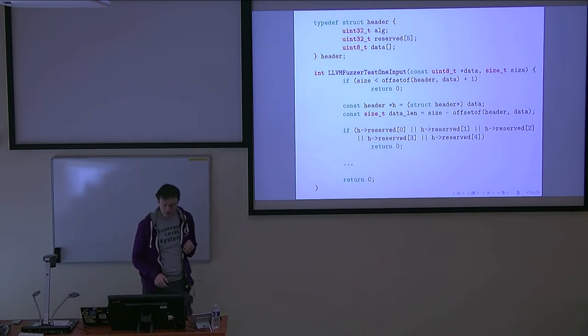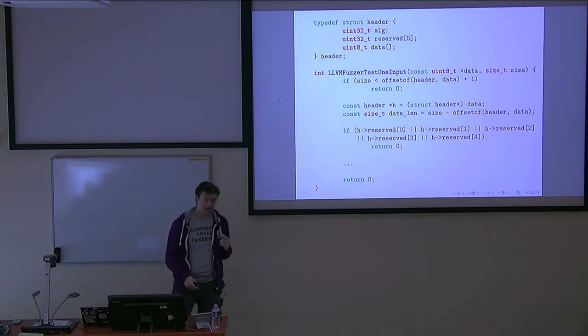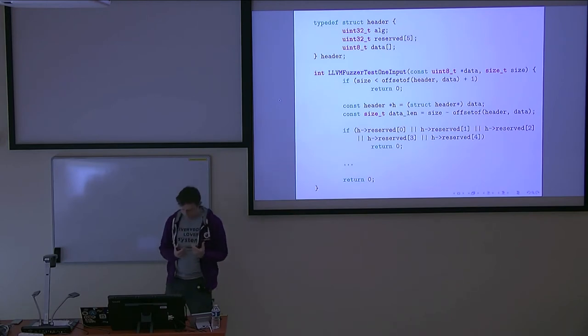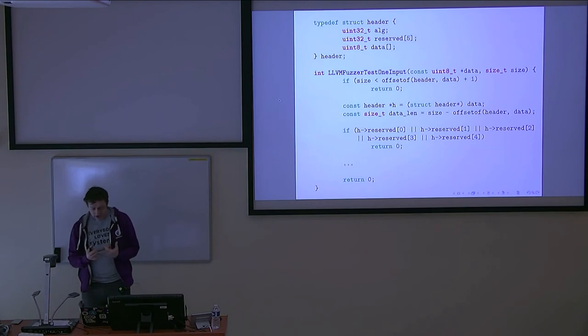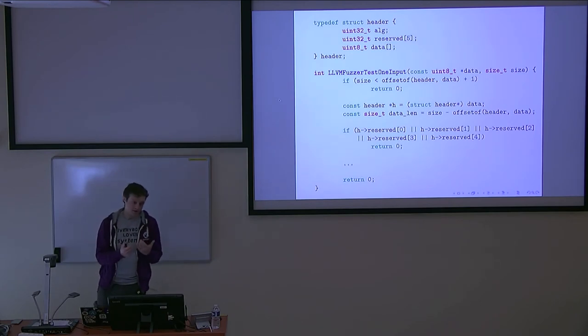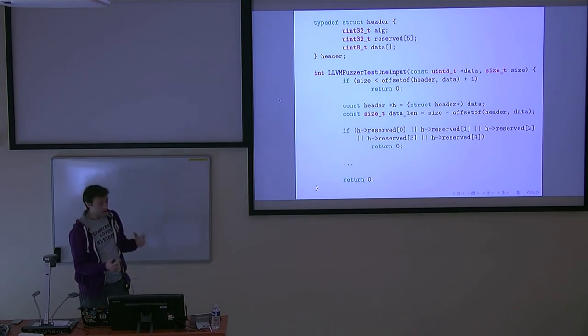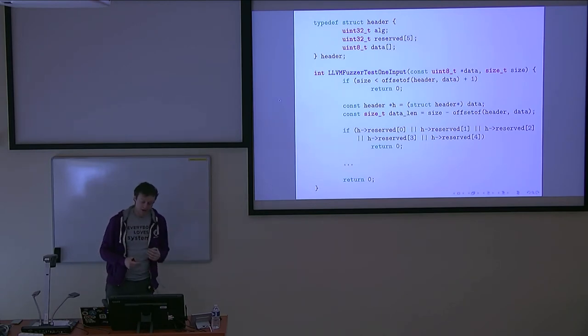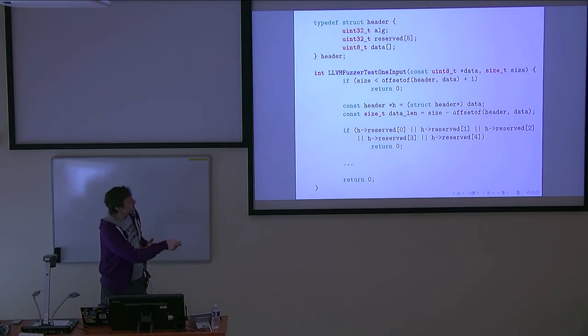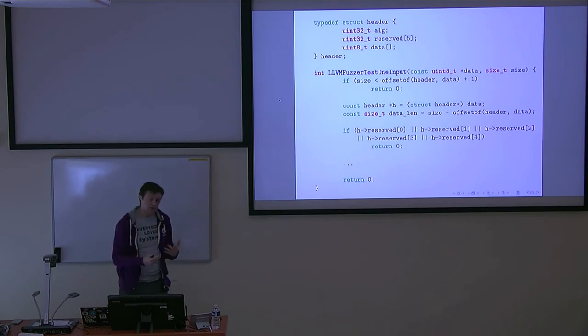A practical consideration is that, in this case, I want to test a compression function. The function takes two parameters, a blob of data and a compression algorithm specified as an integer. And I want to have both of those things in the single blob of data that is given from the fuzzing engine, and somehow I need to encode those two things.